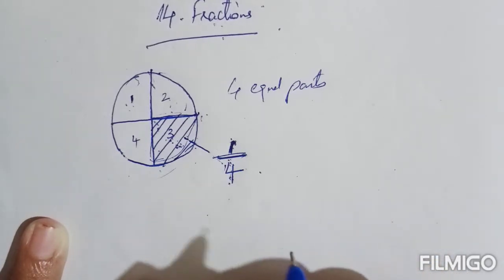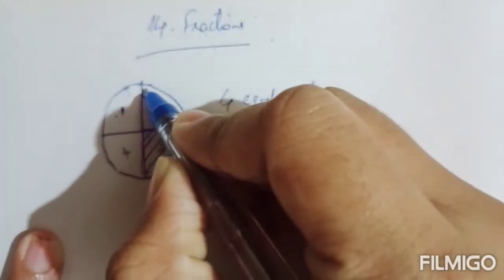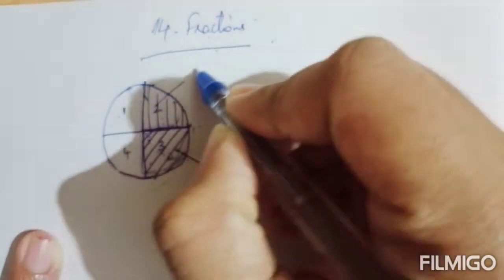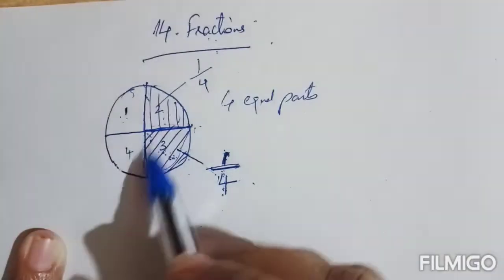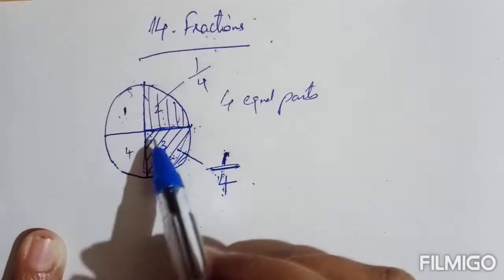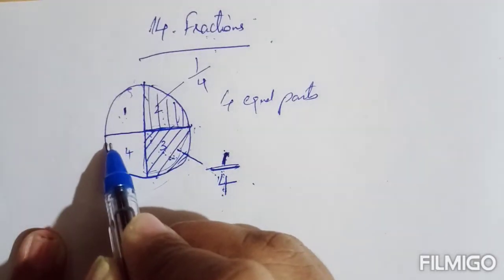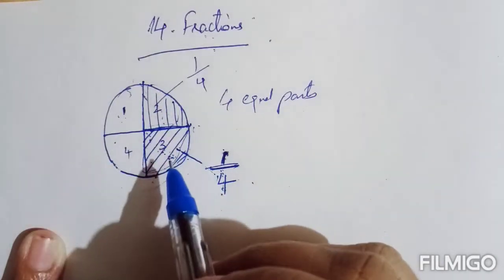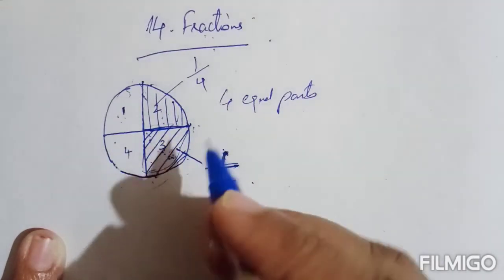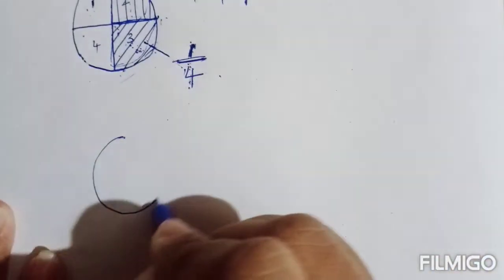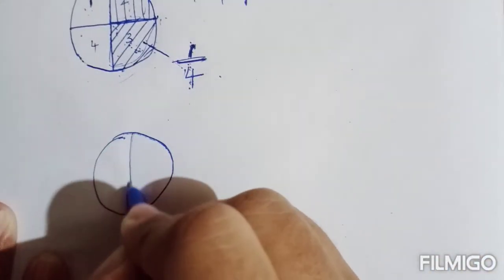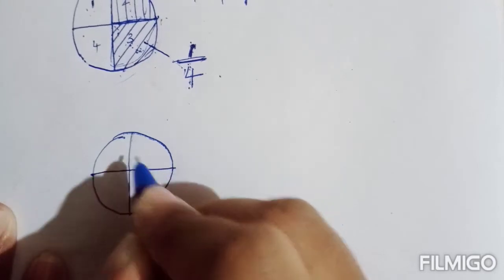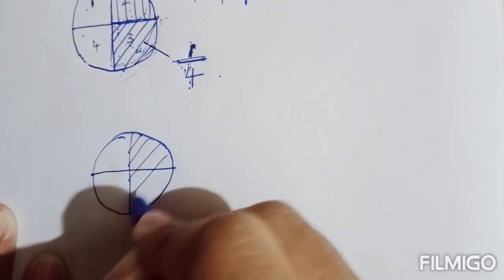Okay, similarly this part, if we select this part, this is also 1 by 4, 1 by 4th of the whole part. Okay, any part you select, that will be 1 by 4th of the whole circle or whole quantity. Okay, now let us take another example. A circle we are dividing into 4 equal parts, and how can we represent these 2 parts?